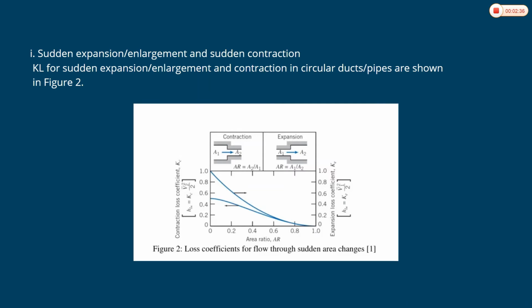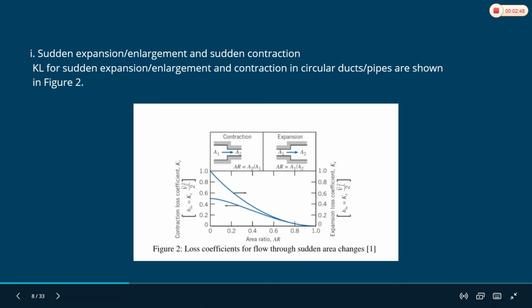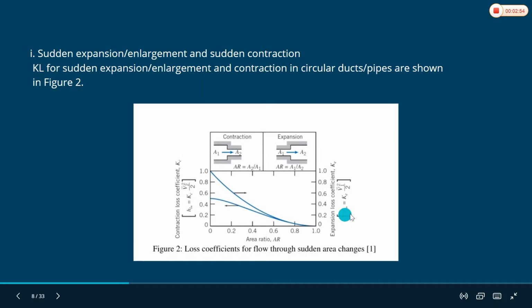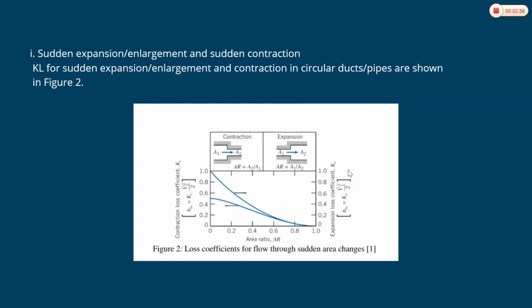So the loss coefficient associated with minor head loss for sudden expansion or enlargement and contraction in circular ducts or pipes are shown in figure 2. Note that losses for a sudden expansion and enlargement are based on speed of flowing medium at region 1, while for a sudden contraction are based on speed of flowing medium at region 2.